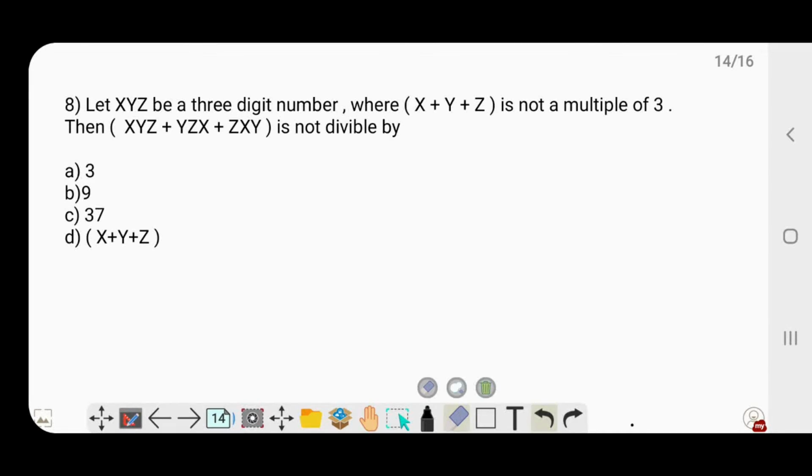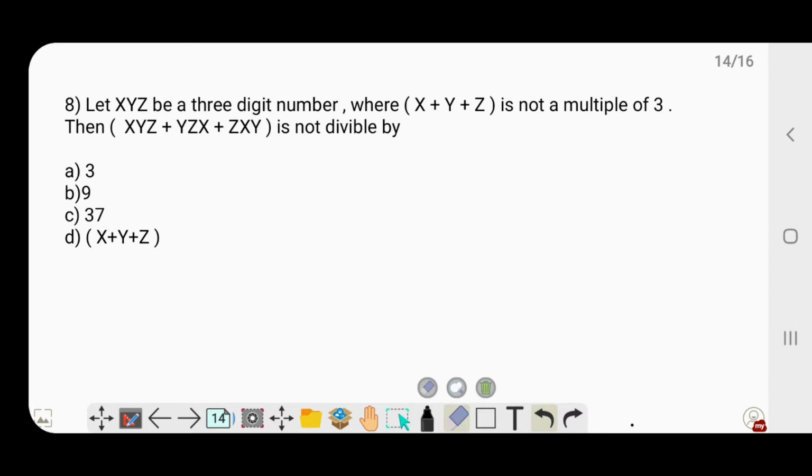We have the 8th question here. Let xyz be a 3-digit number where x plus y plus z is not a multiple of 3. Then xyz plus yzx plus zxy is not divisible by option A, 3, option B, 9, option C, 37, or option D, x plus y plus z.